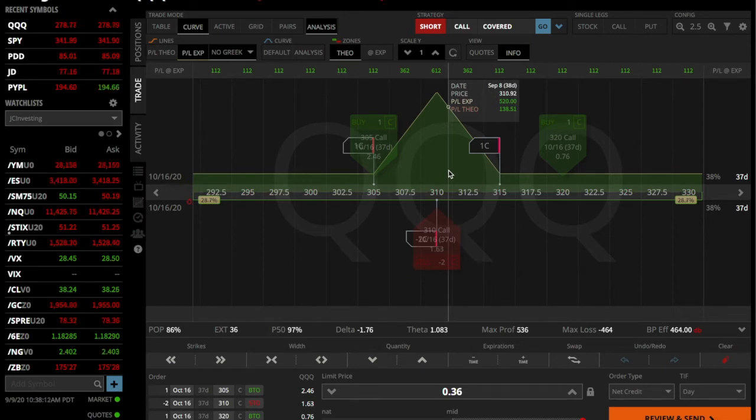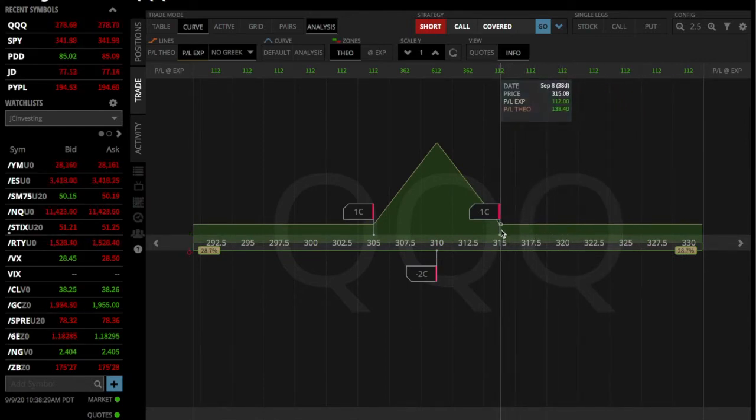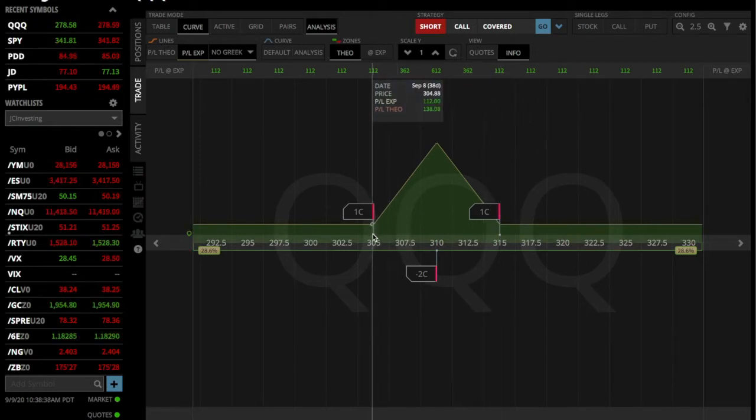Again, we took in more credit than we paid out to roll the 320 call. And if I just get rid of this, you can see the 320 call, we were able to roll it down to the 315 call, essentially eliminating all the risk. Now, if you're still a little confused by that, let me show you why that eliminated all the risk.